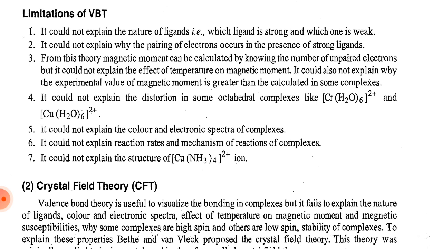It could also not explain why the experimental value of magnetic moment is greater than the calculated value in some complexes. Fourth, it could not explain the distortion in some octahedral complexes like [Cr(H2O)6]2+ and [Co(H2O)6]2+. Fifth, it could not explain the color and electronic spectra of complexes. Sixth, it could not explain the reaction rates and mechanism of reactions of complexes. Seventh, it could not explain the structure of the [Cu(NH3)4]2+ ion.